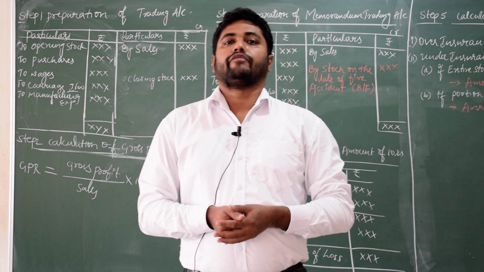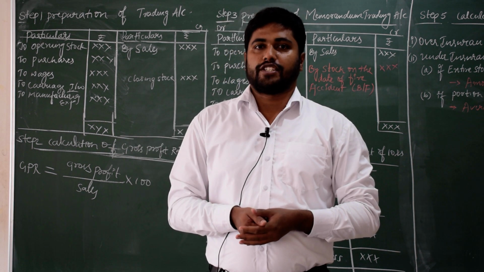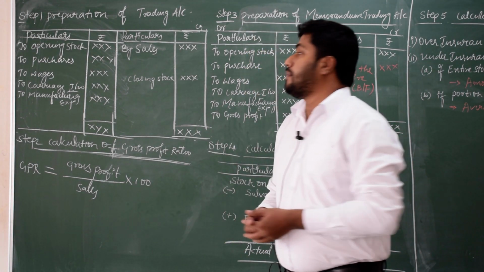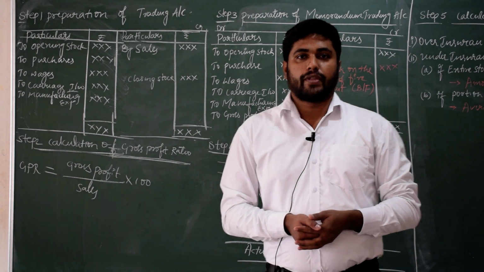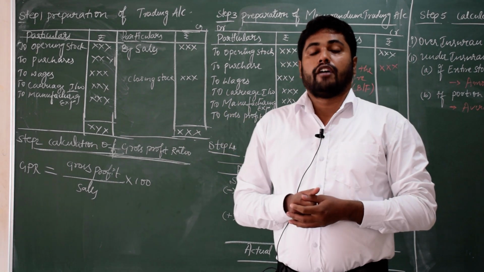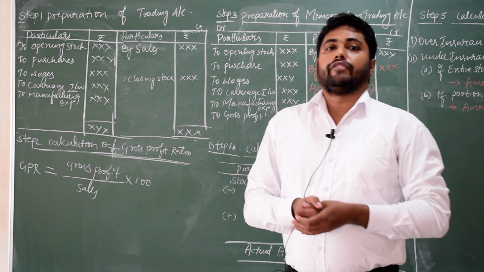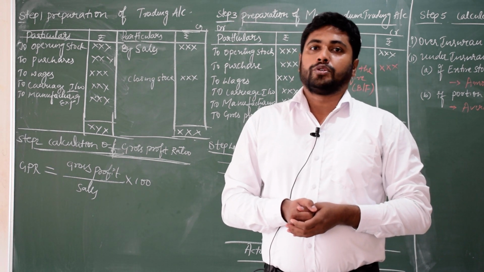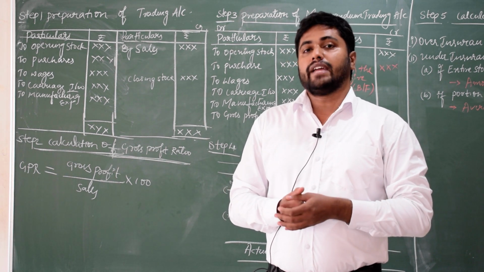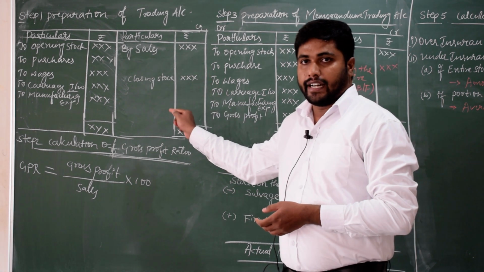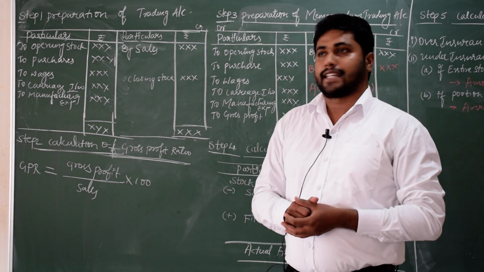In order to calculate fire insurance claim, we need to follow 5 steps. Let's go through the steps. The first step is the preparation of trading account. And this step is prepared for the previous year of fire accident. For example, the fire accident occurred in the year 2015. So, the previous year will be 2014. So, this trading account is prepared for the previous year of fire accident.